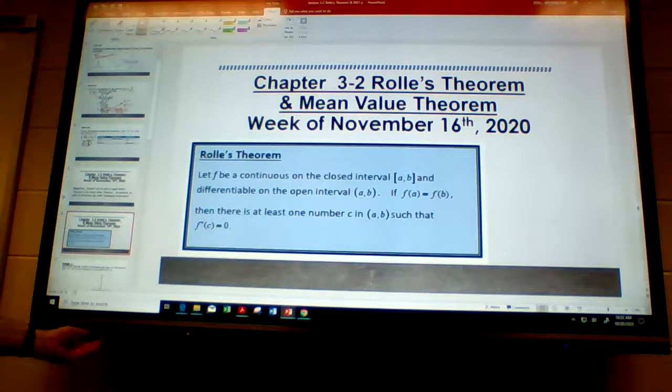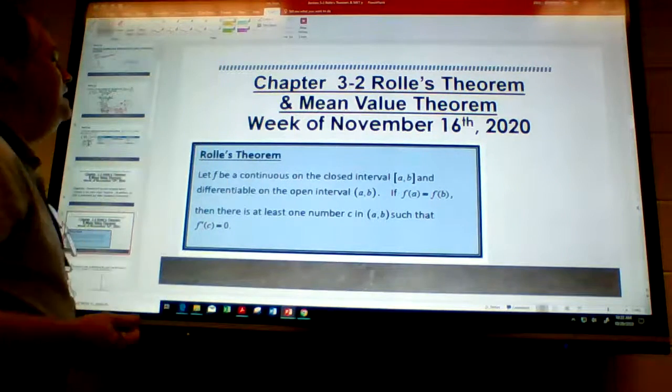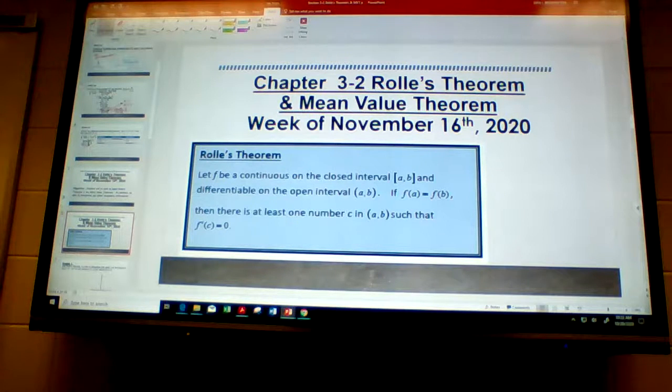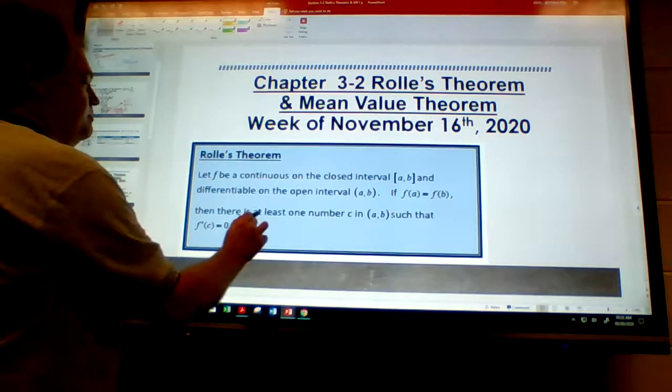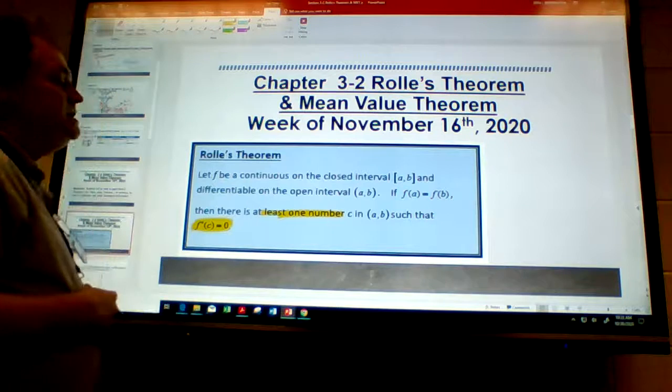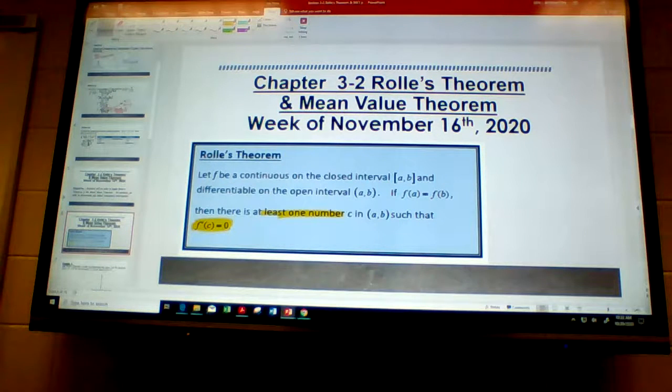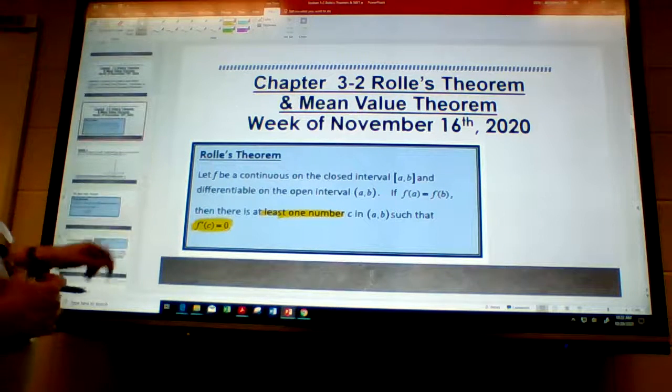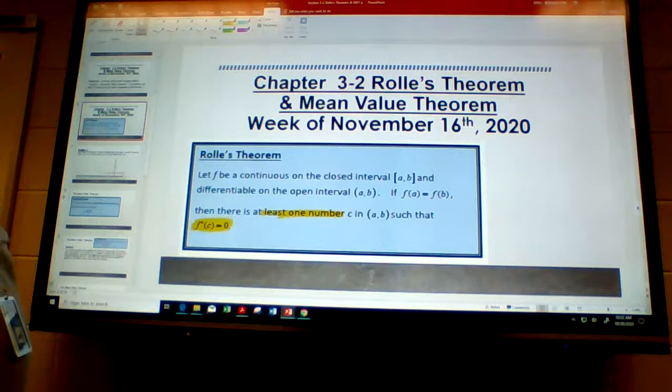Now, let's talk about Rolle's theorem for just a couple minutes. Okay. Let f be continuous on the closed interval from a to b and differentiable on the open interval from a to b. If f of a equals f of b, then there is at least one number c in the interval from a to b such that f prime of c equals 0. Let me say that again. If f of a equals f of b, then there is at least one number c in the interval from a to b such that f prime of c is going to be equal to 0.